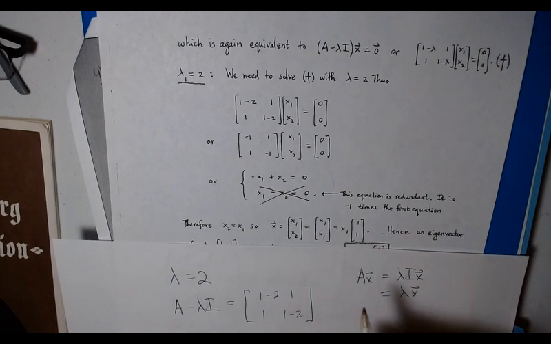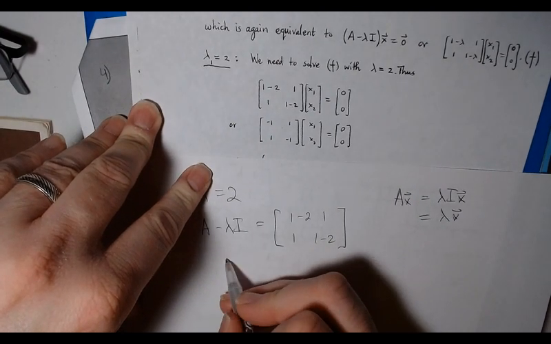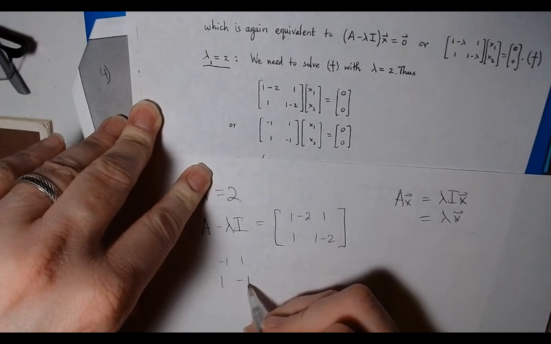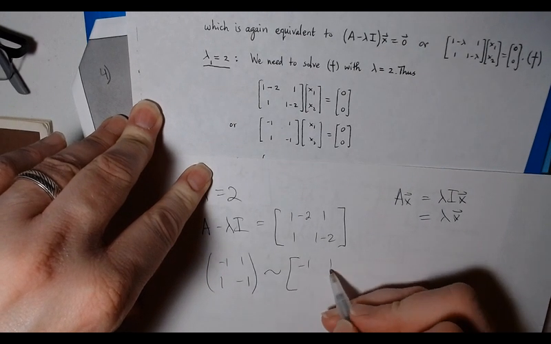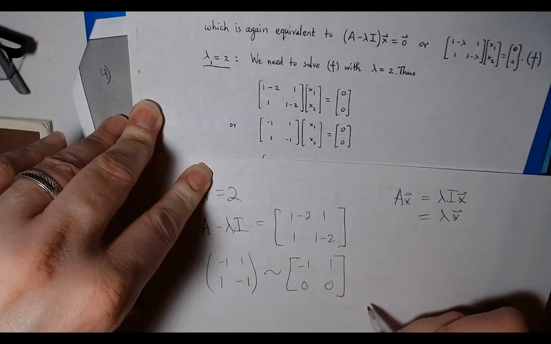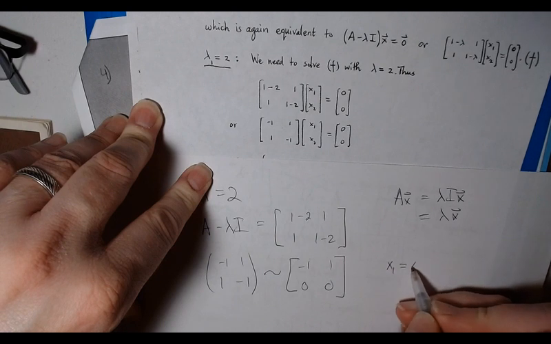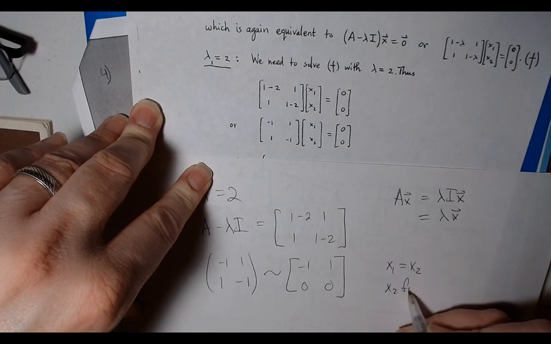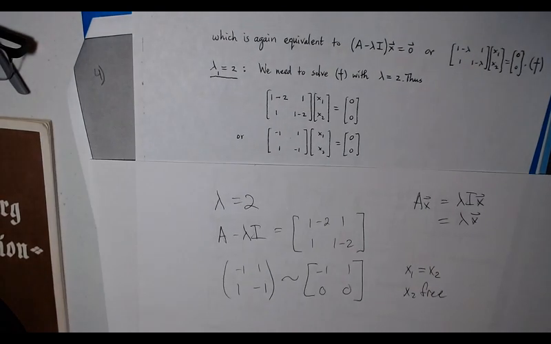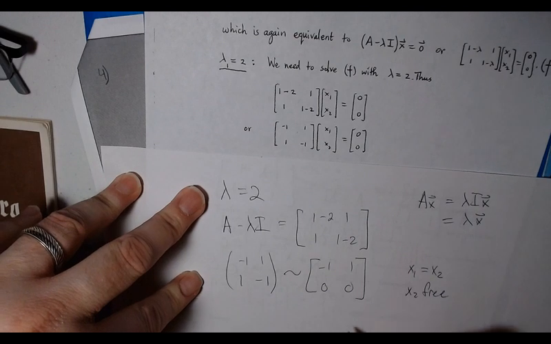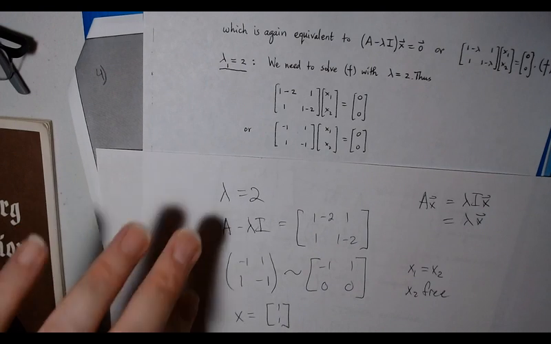So we end up with, if we row reduce this, this was equal to the matrix negative 1, 1, 1, negative 1. If we row reduce this, this is negative 1, 1, 0, 0. And so we get that x1 equals x2, and x2 is free or arbitrary. And so an eigenvector that goes with this lambda is x equals (1, 1). That's the one we used earlier.